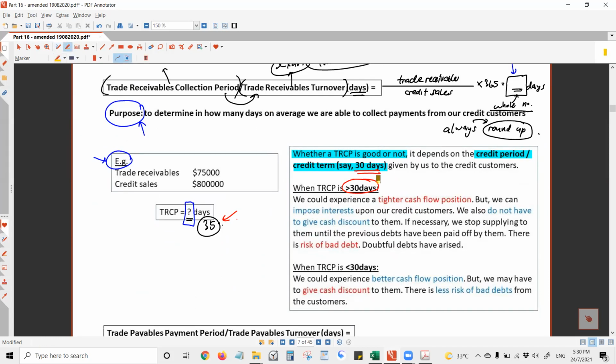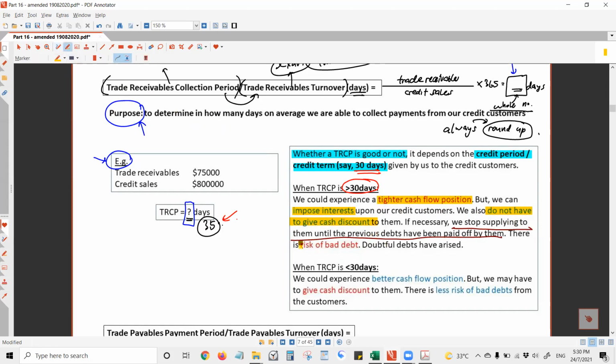First line I've written, you would experience tighter cash flow position. But you can charge them interest, right? You can charge your customers interest. And the second good thing is you don't have to give them cash discount. And this is a general or neutral sentence: you may stop supplying to them until they have settled the earlier debts. So this is something neutral.